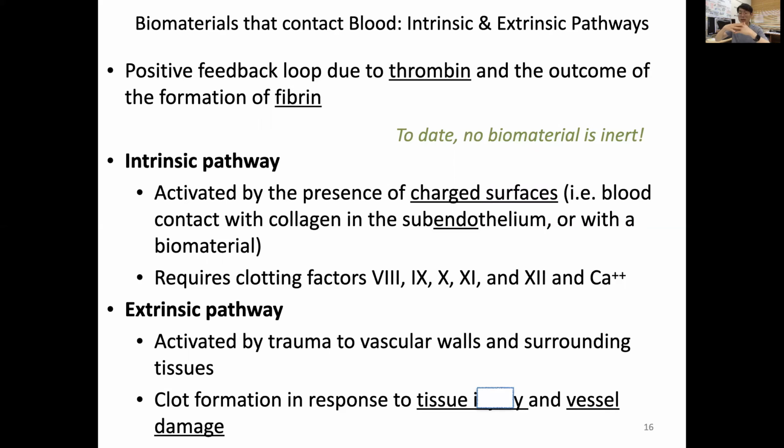In the subendothelium, there's a basement membrane which contains collagen type 4, or a biomaterial. So a biomaterial can cause the intrinsic pathway of blood clotting, and this requires a number of clotting factors and mineral calcium ions. The extrinsic pathway is activated by trauma to vascular walls and surrounding tissues, and that clot formation is in response to tissue injury and vessel damage.